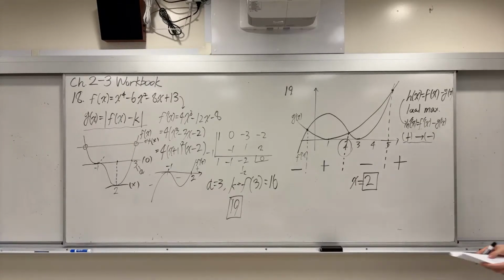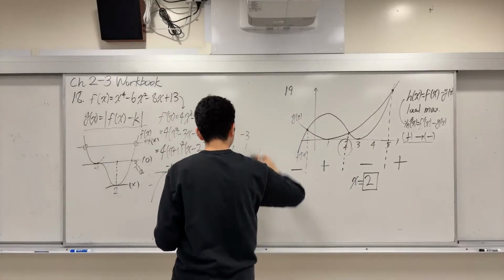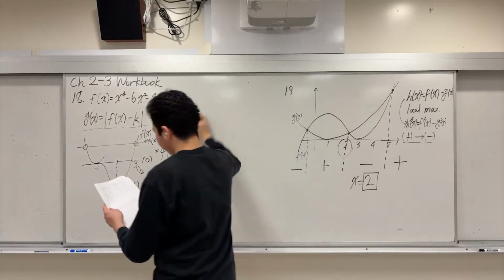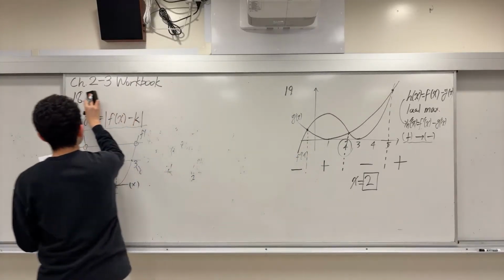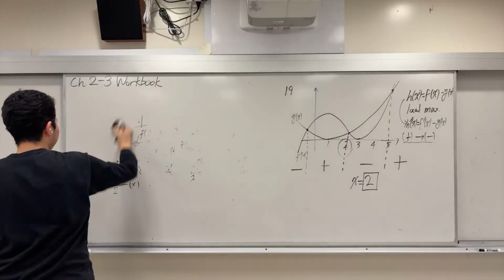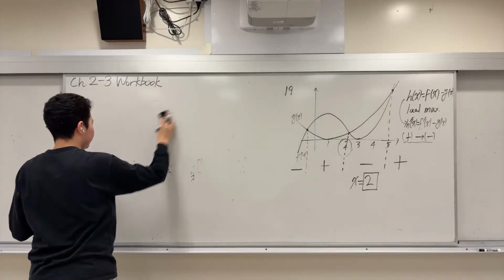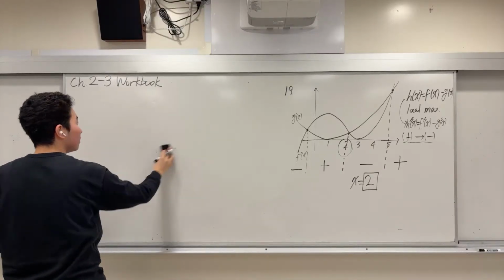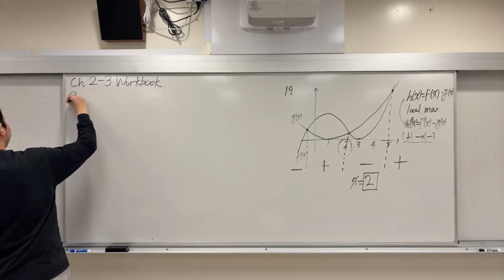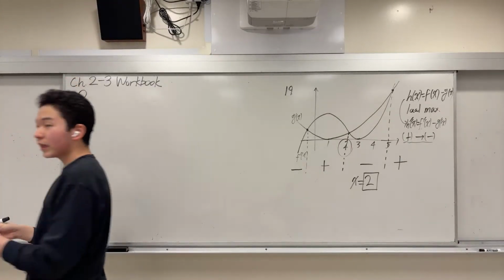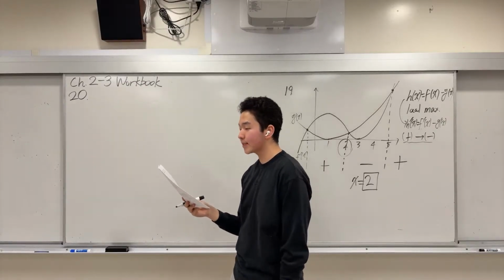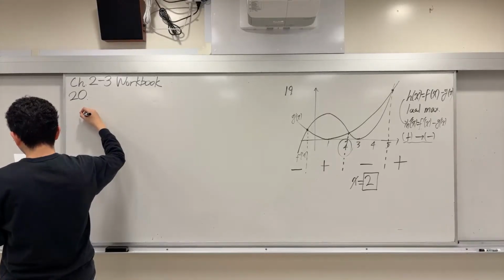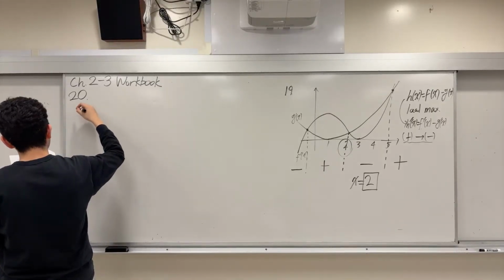Okay, so let's move on to number 20. Number 20 says, for three polynomial functions, f of x, g of x, and h of x, select all that are true, and we're given three options. A says, if f prime of 0 equals 0, then f of 0 equals 0.